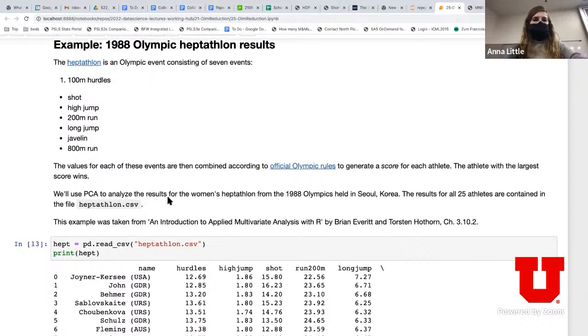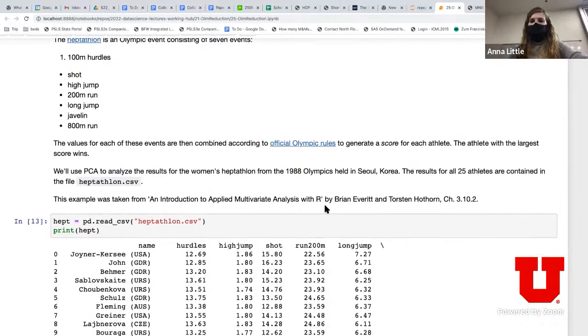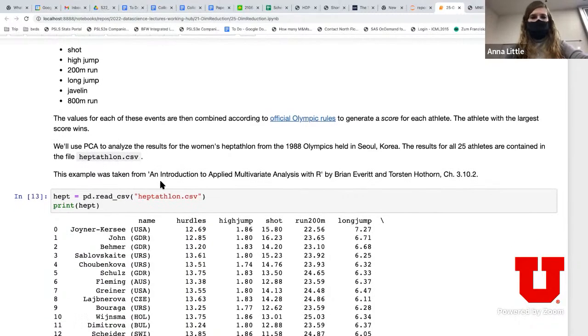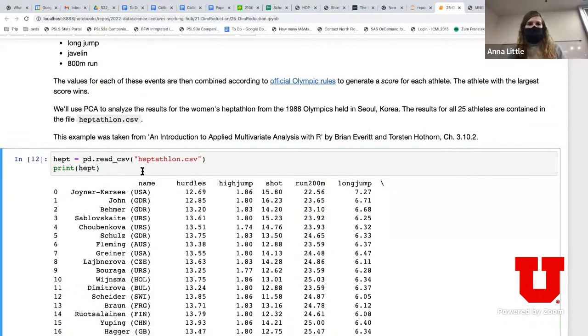We're going to take a look at some data. We'll use PCA to analyze the results for the women's heptathlon from the 1988 Olympics, which was held in Seoul, Korea. This is a small data set. We have 25 athletes and 7 features that we're looking at, and these are in the CSV file in the lecture folder.